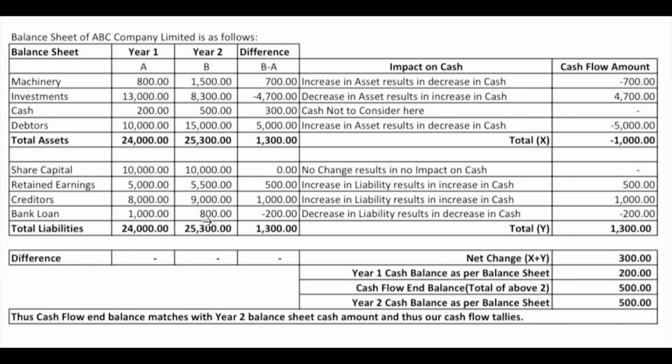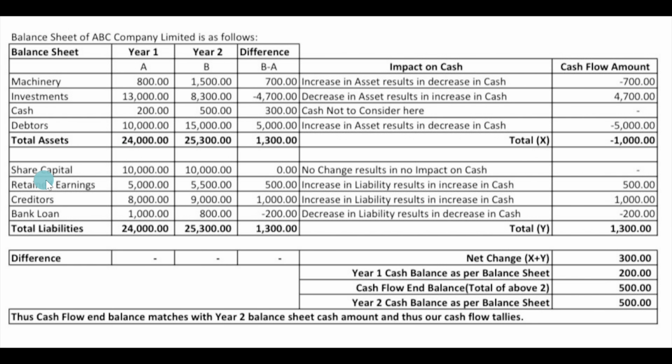So let us understand what are the various items that are appearing in the balance sheet. Machinery at year 1 is 800 and year 2 is 1500. Investments at year 1 is 13,000 and year 2 8,300. Cash is 200 and 500. Debtors are 10,000 and 15,000. Total assets are 24,000 and 25,300.